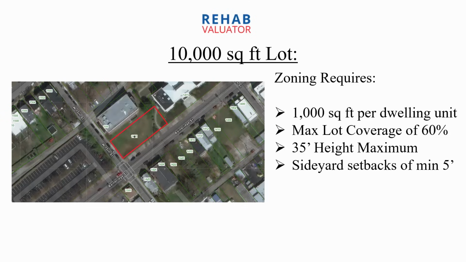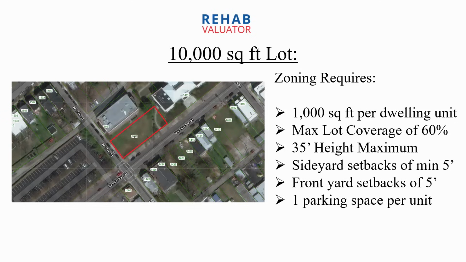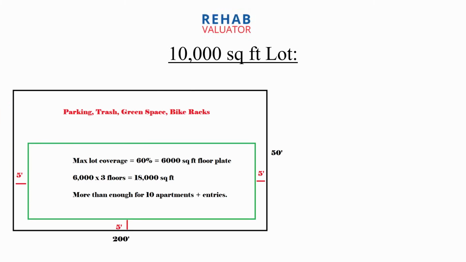It requires a side yard setback minimum of 5 feet. And then the front yard setback means the building has to be at least 5 feet away from the property line in the front. And it requires 1 parking space per unit. So I can literally do this basic zoning study myself on the back of a napkin, or I can send it to an architect. So here's an example.